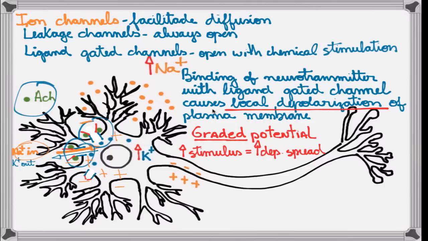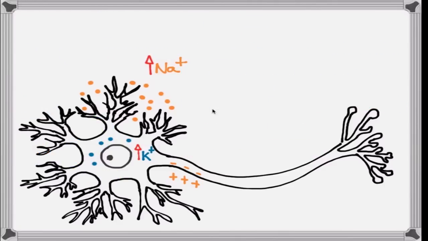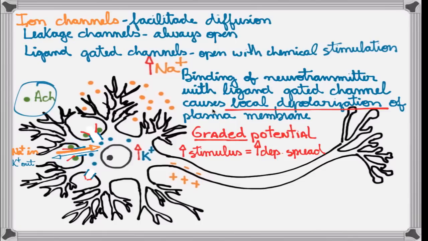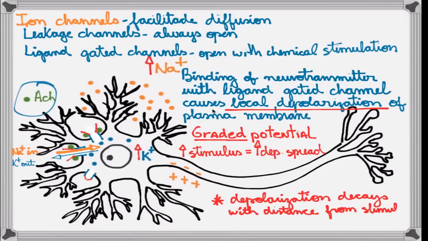So let's go back here and erase a couple of things, so my drawing doesn't get too busy. All right, so this is one property of the graded potentials. There's another property of these graded potentials: the depolarization decays with distance from the stimulus. So if I open these specific channels right here, there's just a local depolarization that will not spread throughout the entire cell.